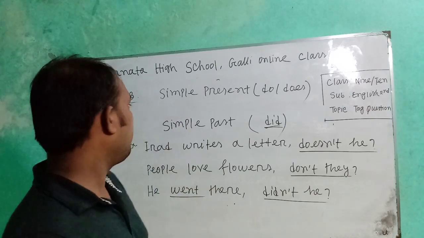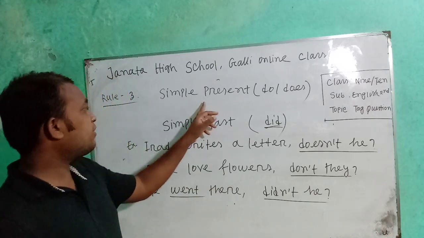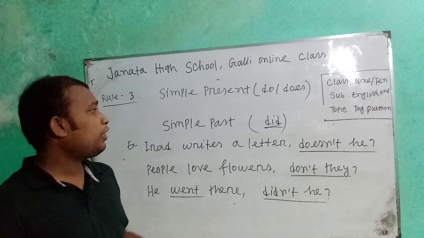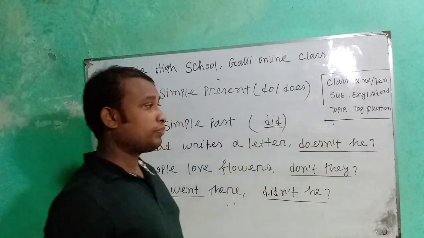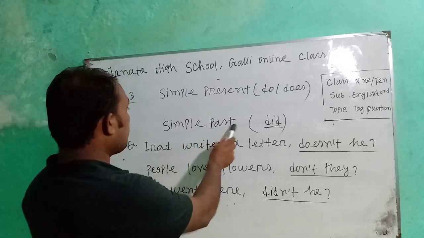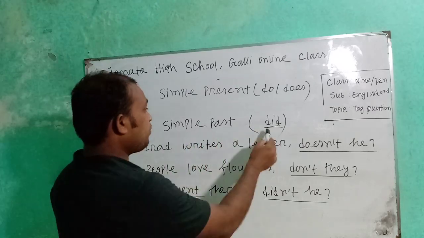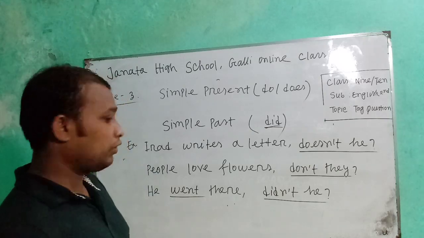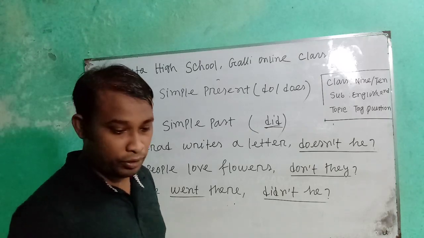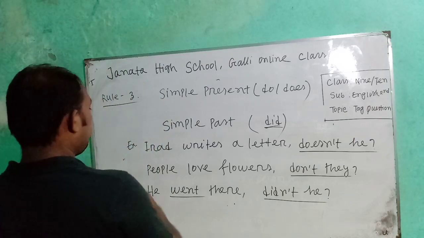Now I would like to revise this rule. If the sentence is simple present, we have to use do or does as auxiliary verb, and if the sentence is simple past, we have to use did as auxiliary verb. Okay. Now we have to go to the next rule.